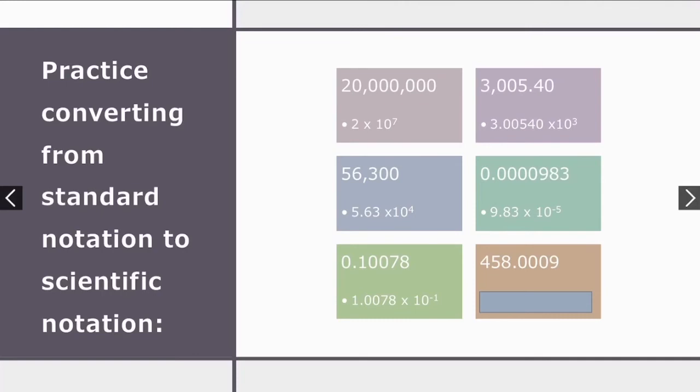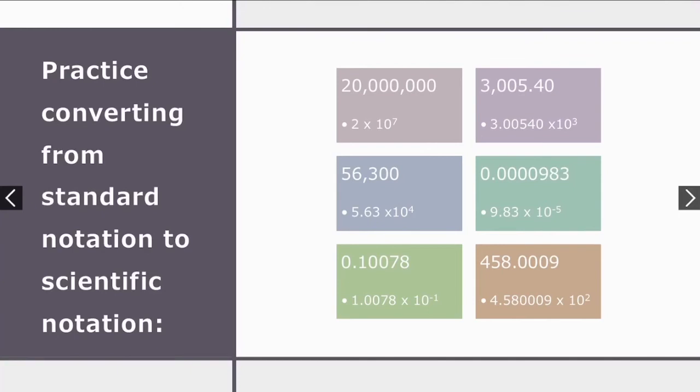And then in this case, we have to go ahead and move that decimal over to the left again, 1, 2. And you can see that these are all going to be significant digits, so they all have to be accounted for in our coefficient. And so there we go. We had to move it 2 spaces, so 4.580009 times 10 to the 2nd power.